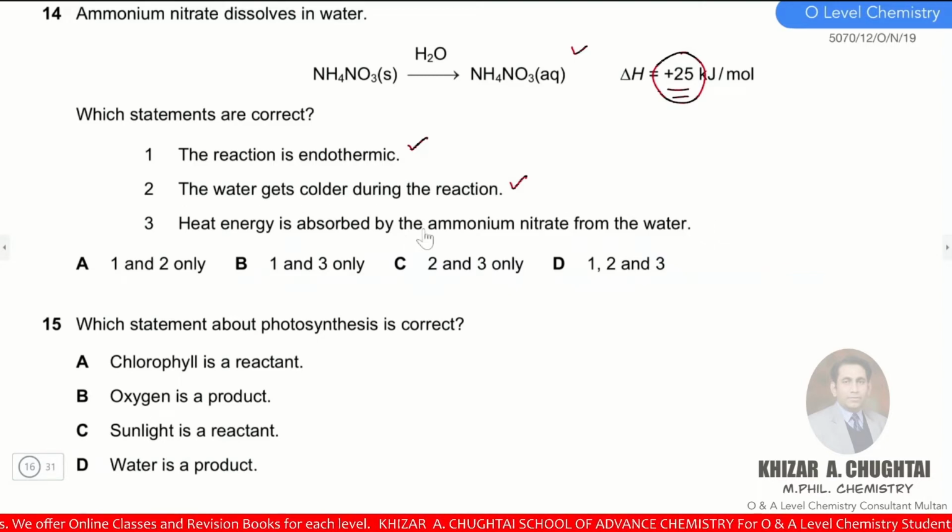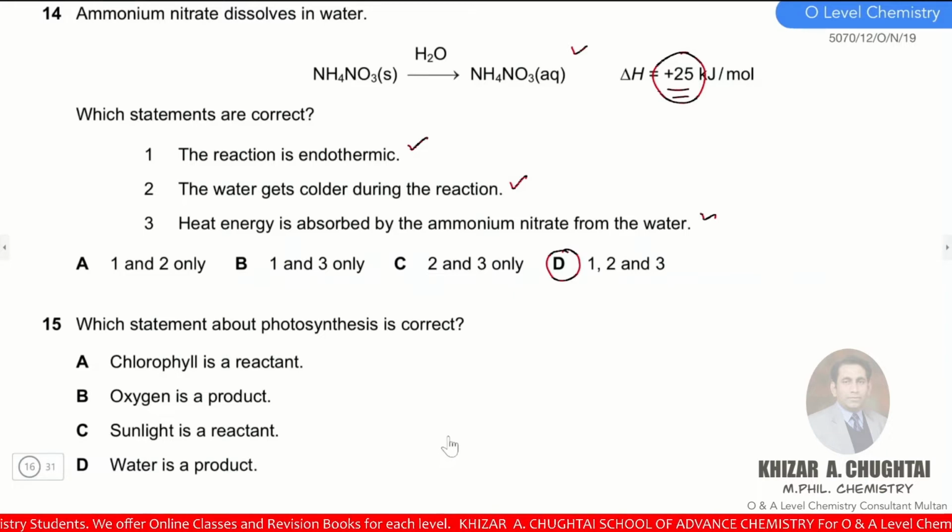Heat energy is absorbed by the ammonium nitrate from the water. So that's why the water is going to become the colder one, right? So 1, 2, 3. D is the correct option.